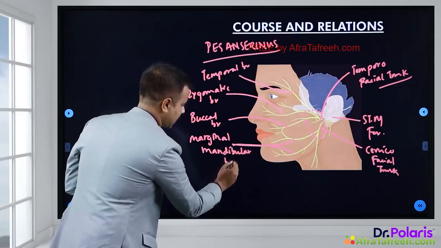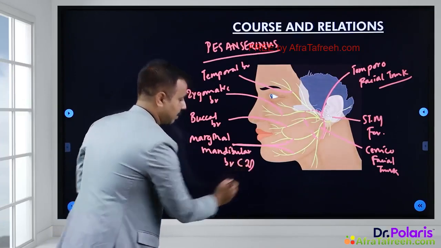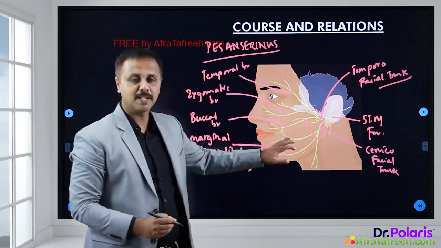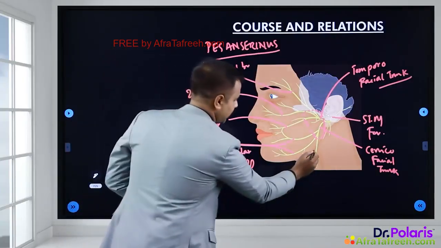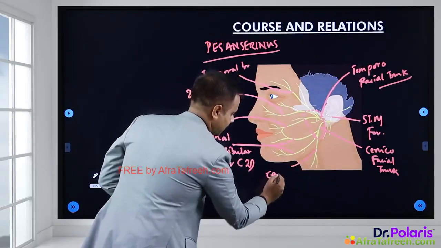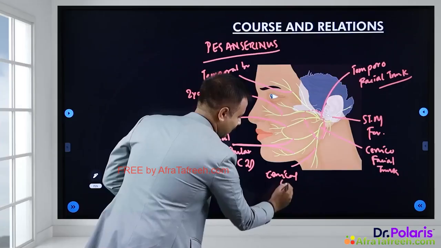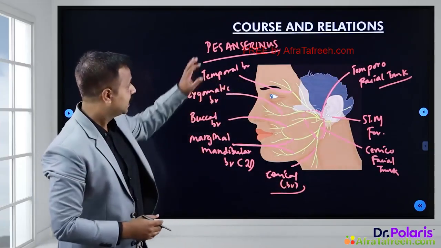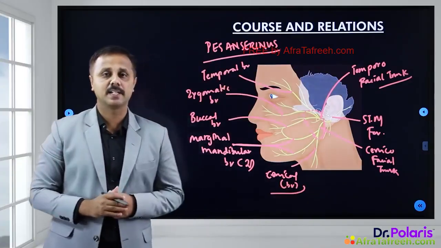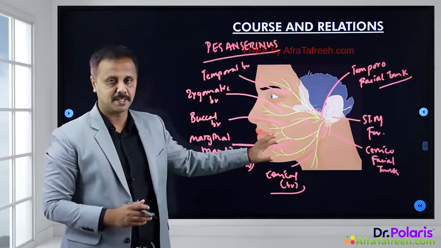Marginal mandibular branch, and usually these are 2 in number. And marginal mandibular branch basically supplies the muscles of the lower lip. And then the last terminal branch is the cervical branch. Cervical branch supplies only one muscle, that is platysma, muscle of the neck. This is regarding the extracranial course and branching pattern.